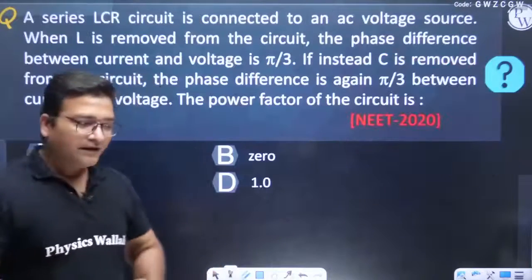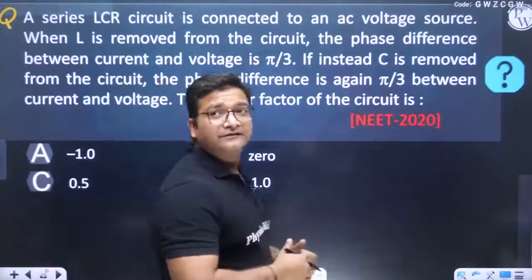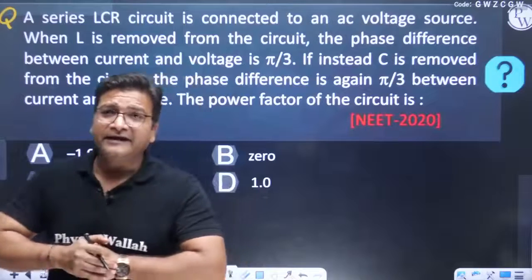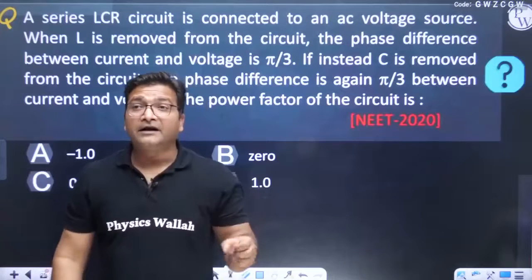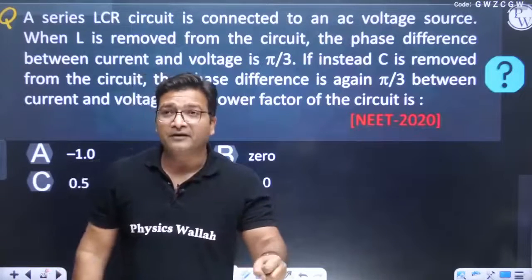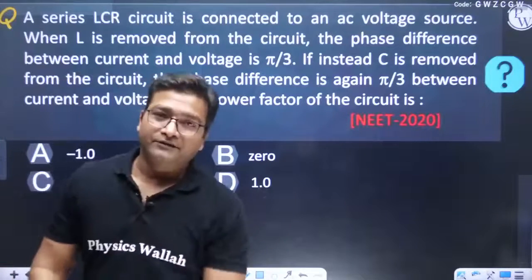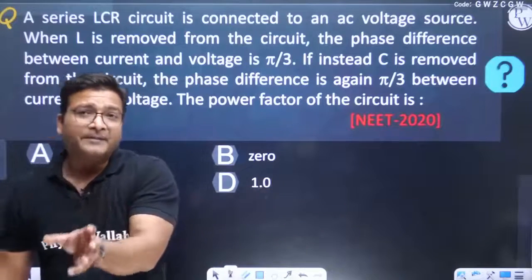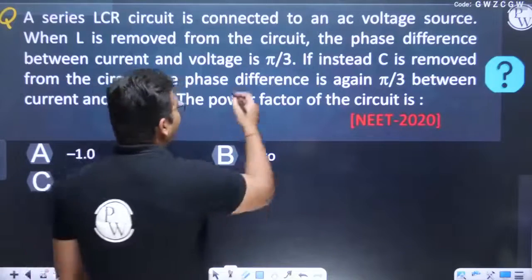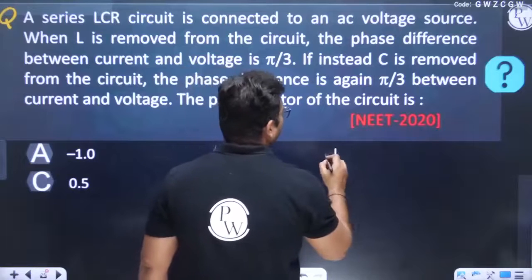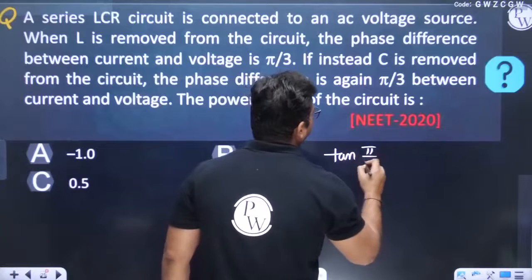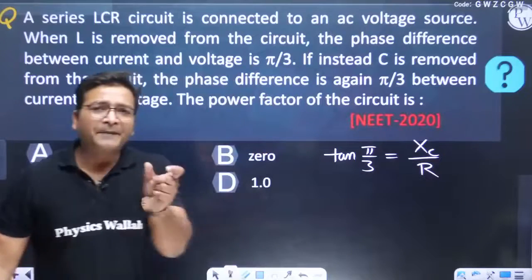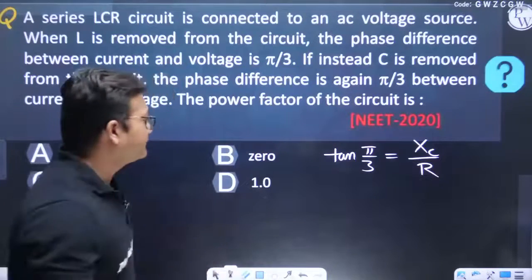Next, here we have a series LCR circuit connected to an AC voltage source, and they are saying when we remove the inductor, the phase difference becomes pi by 3. So if you remove the inductor, only the resistance and capacitor remain in the circuit, and the phase difference is pi by 3. So we can write tan pi by 3 as XC by R, because we have only capacitive reactance.